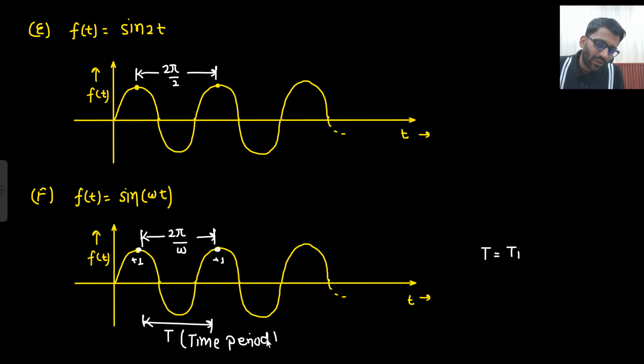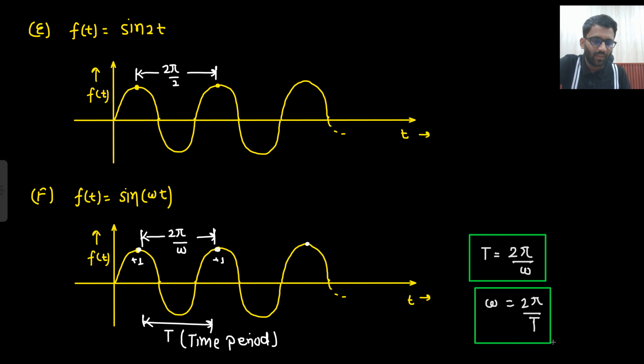You were at +1, then again you came to +1, then from +1 again you will go to +1. How much time are you taking? This waveform is being repeated, no? This certain waveform is being repeated. So how much time are you taking? 2 pi by omega. So this T is equals to 2 pi by omega. Or another formula you are getting, omega equals to 2 pi by T. So in no time you have got two formulas, and you would have understood the meaning as well.